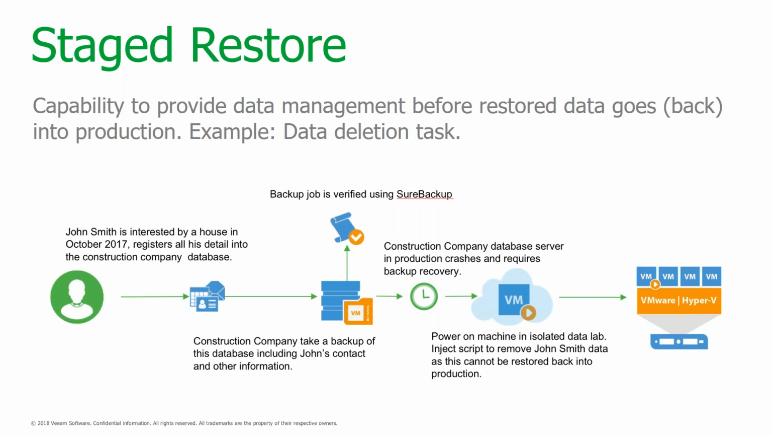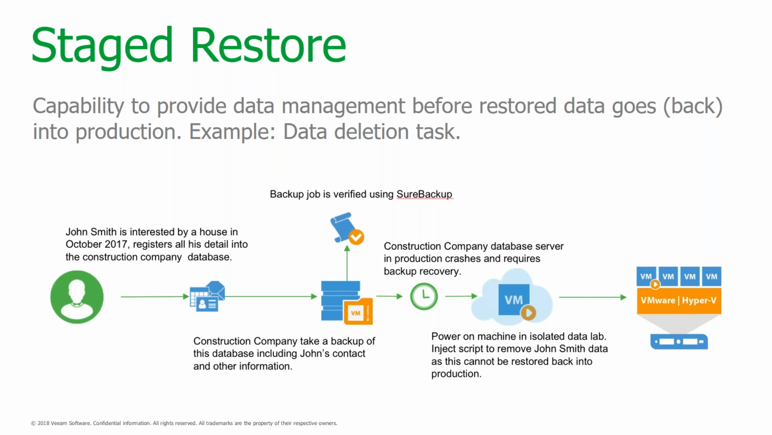So using the example that's here, this customer is interested in buying a house in October 2017, so they register in the construction company database. The database is backed up daily. And let's say that then in December or January, that user asks to have their information removed from the database and from all of the company information, which is his right.